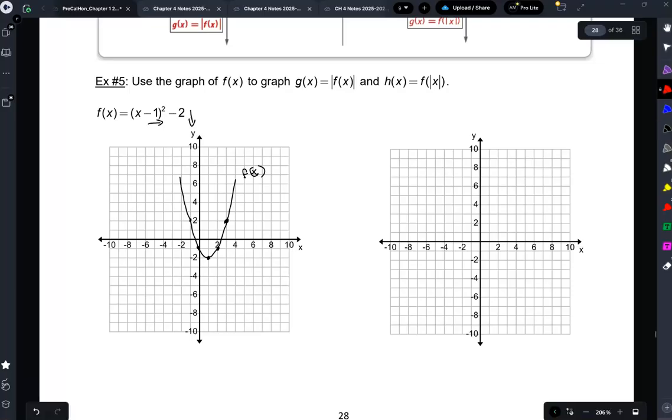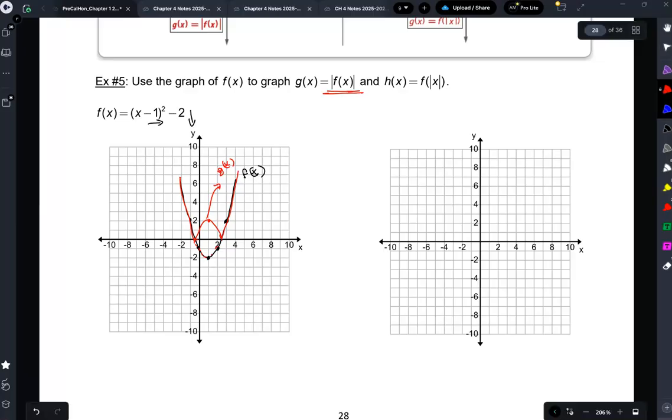Now on this graph, I want to graph absolute value of f of x. So I want to graph g of x. That means I'm going to take all of the negative parts and make them symmetrically positive. So like this, and then the rest of it will be the same. So the red one is g of x. We're going to do lots of practice with this.